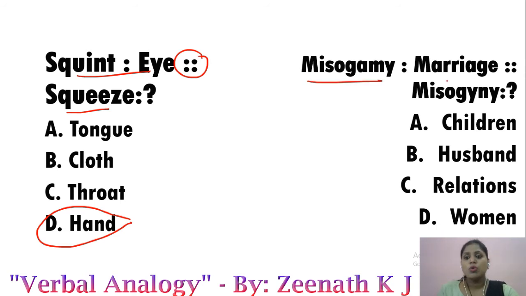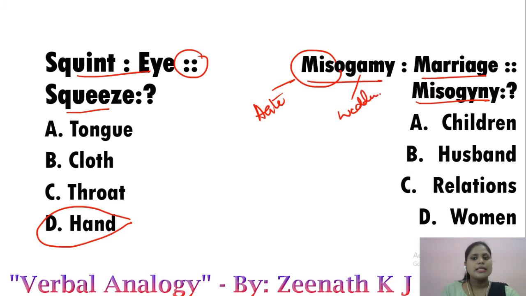Misogamy is to marriage as misogyny is to what? Friends, misogamy comes from two different root words. Mis means hate, gamy means wedding. So basically misogamy means the concept of hatred towards wedding. If you are a person who doesn't believe in the concept of wedding, you can call yourself a misogamist. Okay, so as misogamy is connected to wedding, misogyny is actually connected to what is the question.